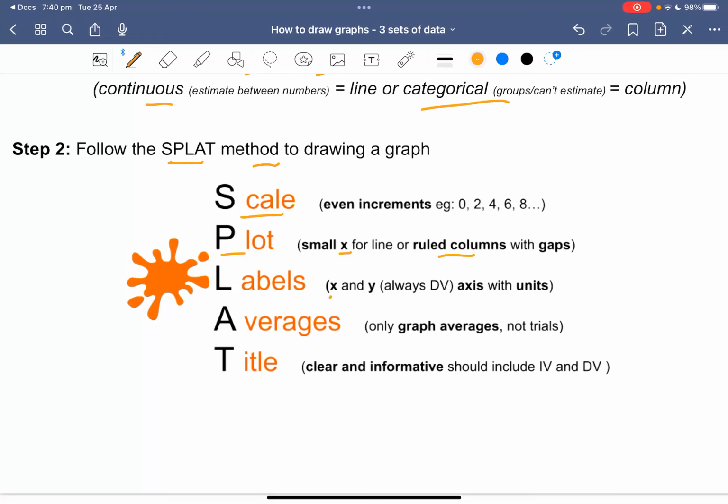Don't forget to label your x and y axes with units. And it's always important that the y-axis must be the dependent variable. That's something that's really going to help us with more than 2 sets of data. So the y-axis is always the dependent variable. Don't forget that you only ever graph averages, not the trials, unless it specifically asks you to. And then have a title that is clear and informative, and it should include the independent and dependent variable. So when we have a look at our data, we should always try to identify those as well.